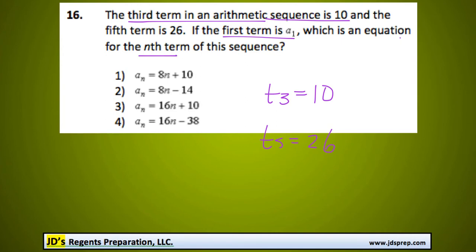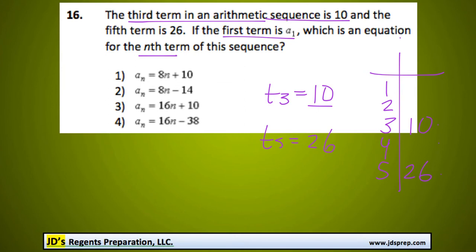And you know what, I think it might be handy as well to set up a table of values here. So if we're looking at our term numbers versus the actual term, we know the third one's 10, and this is 26. Now what's going to be helpful is if we're able to find the middle term here between 10 and 26.